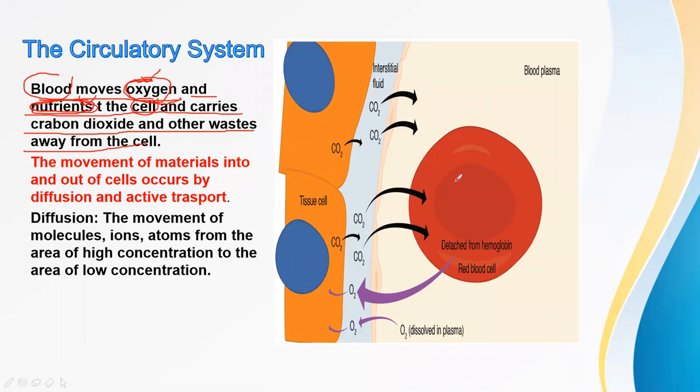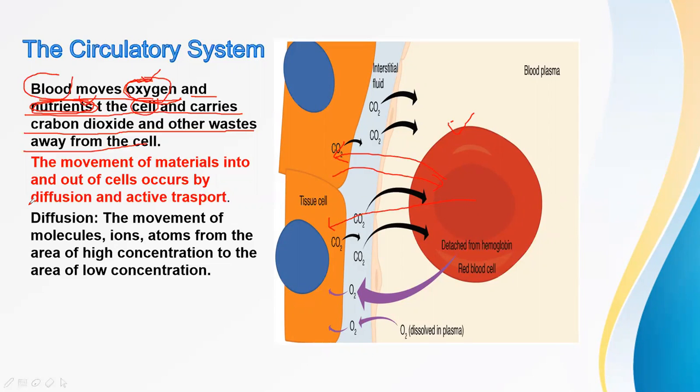So on the screen, in the picture you are seeing, this is a blood cell. When the blood cell carries both nutrients and oxygen, they will enter into the cell. At the same time, carbon dioxide and cell waste will go back to the blood cell.